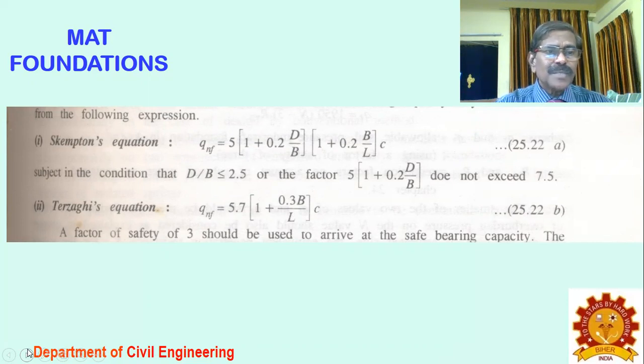This is subject to the condition that d by b should be less than 2.5, and the factor 5 into 1 plus 0.2 d by b does not exceed 7.5. The Terzaghi equation also closely follows that, but most of the time Skempton's equation is followed. A factor of safety of 3 should be used to arrive at the safe bearing capacity.